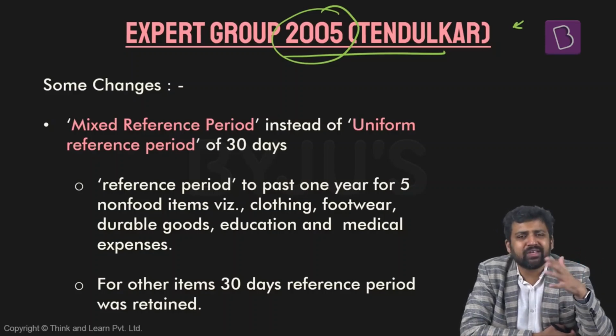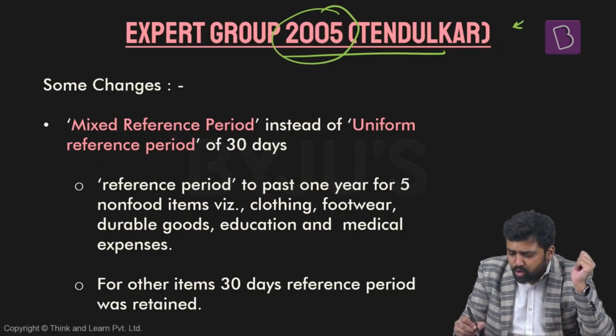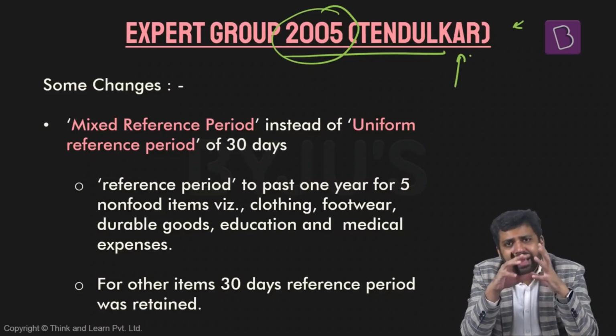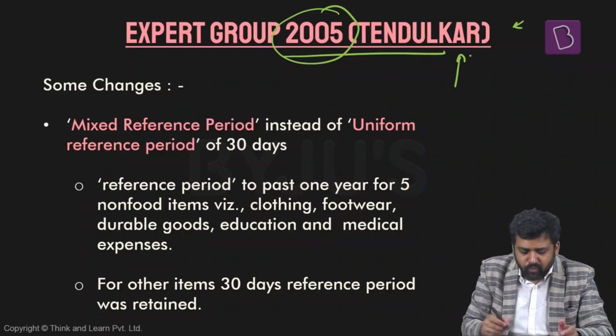Also, till this point of time, we have not taken into consideration anything apart from calories, like health, education, and other things. So the Tendulkar committee looked at all these aspects, and they formulated their own methods to estimate poverty. So what are some of the changes now?